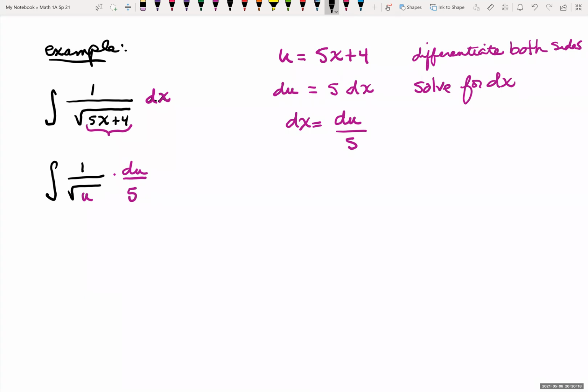So we can pull our coefficient, which is a 1/5, out front of our integral if we want. We know that a square root is a 1/2 power. Keeping it in the denominator's not going to help us. We want to bring that up into the numerator. So we could rewrite that 1 over square root of u as u to the negative 1/2 power du.